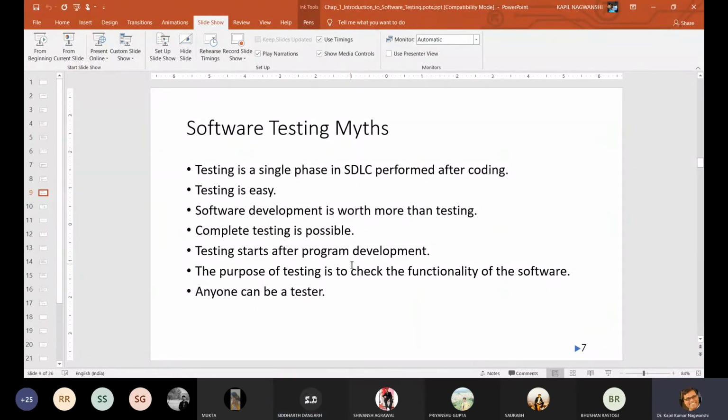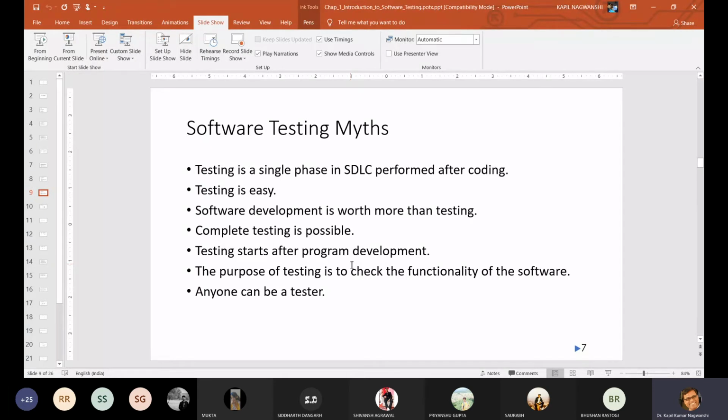Then, testing is an easy job. Most of the people are thinking like that, but I am quite particular about this. Whenever you are very good at finding errors, then you can join the testing field. Software development is worth more than testing. Sometimes people say that software development is better because the entire logic is there, the mindful persons are there, they are using their brain, and testers are just finding the errors.